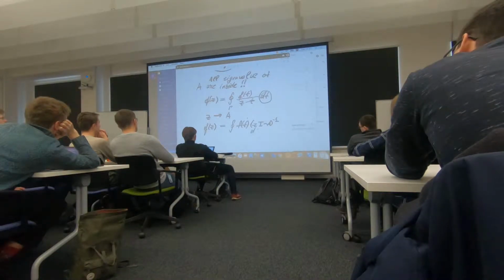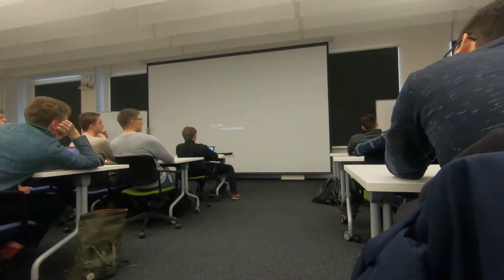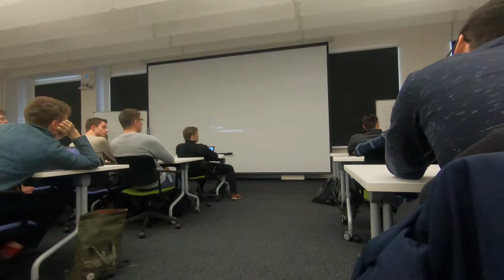And this is probably the most general way, the right way to define what a matrix function is. So this is the most general way of deriving what is a matrix function.